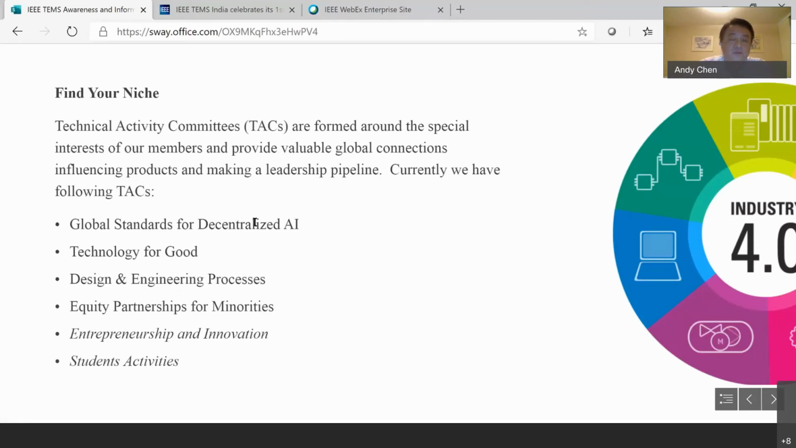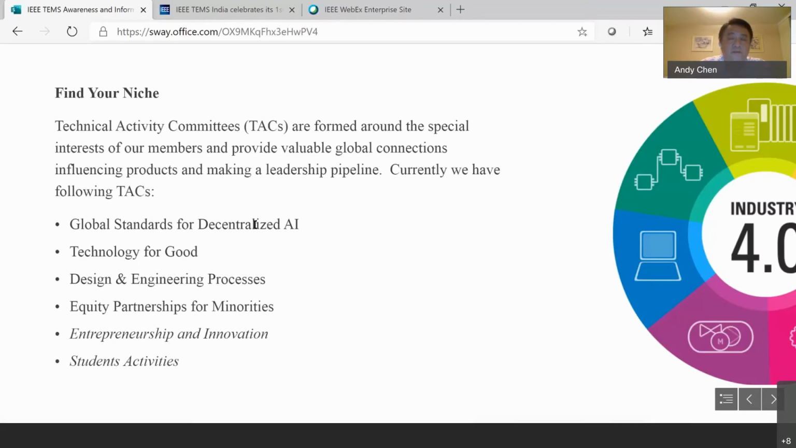Nowadays, I think that's one of the very major issues around the world. We're starting two more technical activities. One is really our strength, entrepreneurship and innovations. We have a large number of members in entrepreneurship areas, and a lot of members are innovation researchers.